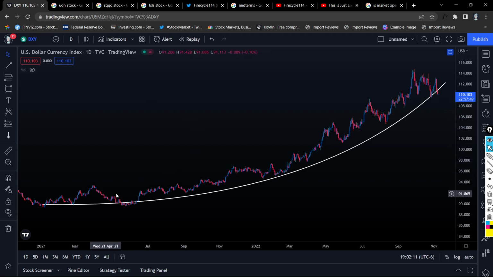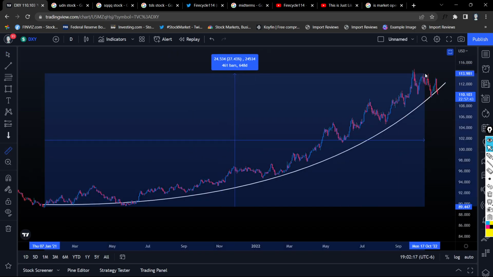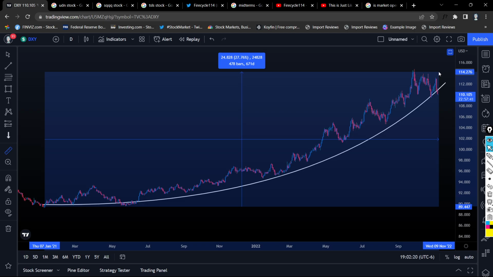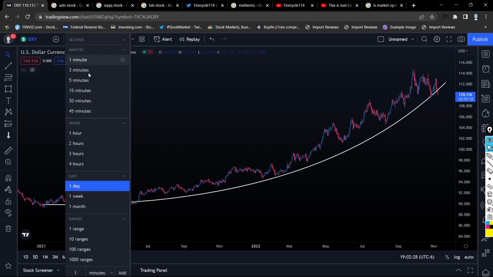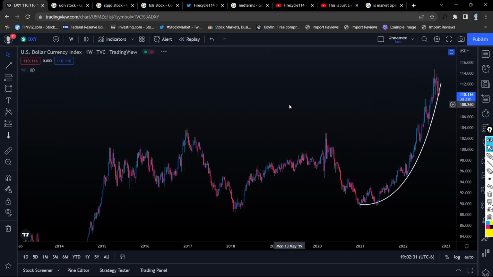On the daily time frame, it has been just going parabolic. It has been going crazy, even though it's not up as much as you might think. 27%, that is a lot for a currency. Again, there are many reasons on why this is happening, but I don't want to go over that in this video. I just want to strictly go over why I'm shorting it.